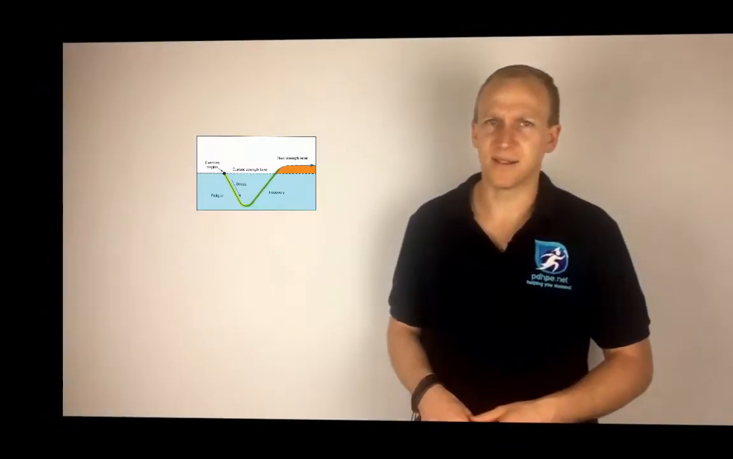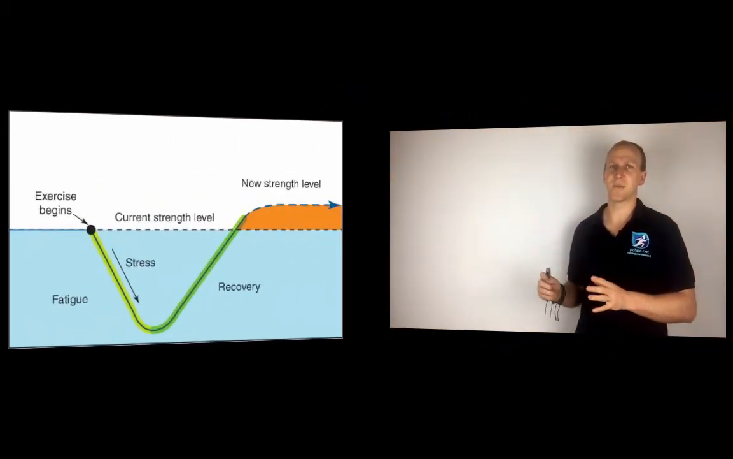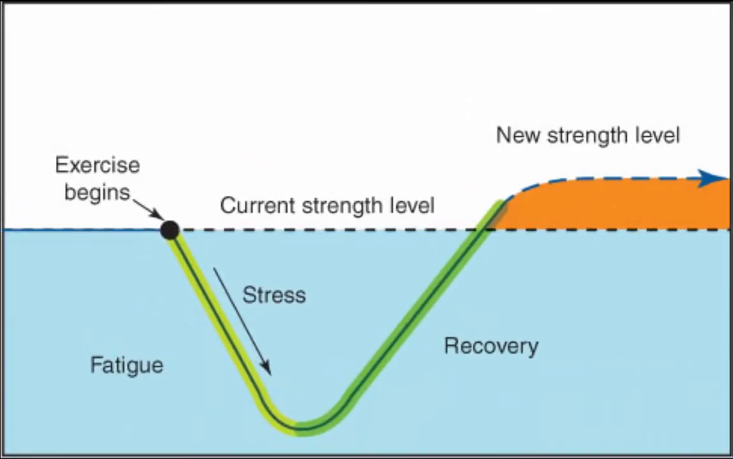Now let's have a quick look at this diagram here. This is really explaining the general adaptation syndrome that happens with training. So here we've got exercise that begins and it's going to fall down as exercise goes, and there's lots of stress happening to your body, and that's causing your fatigue.